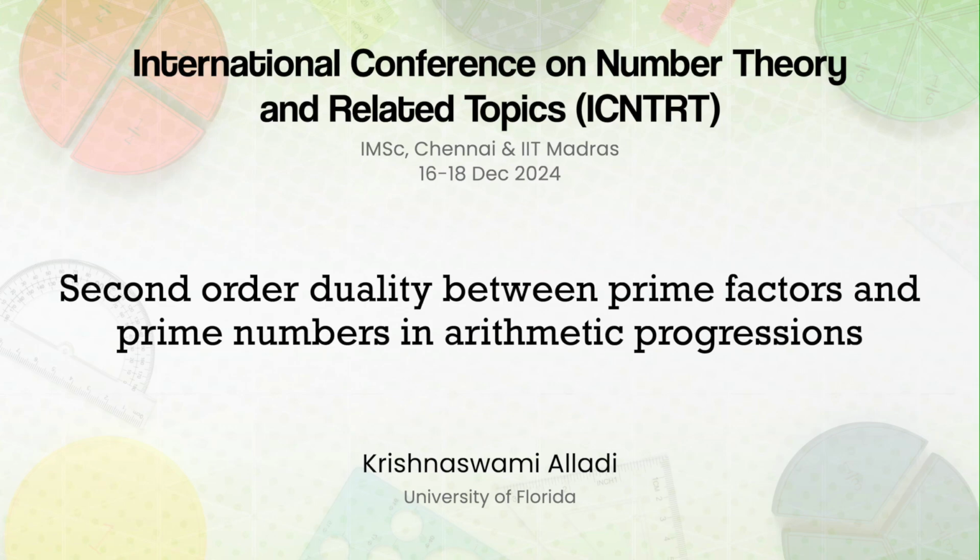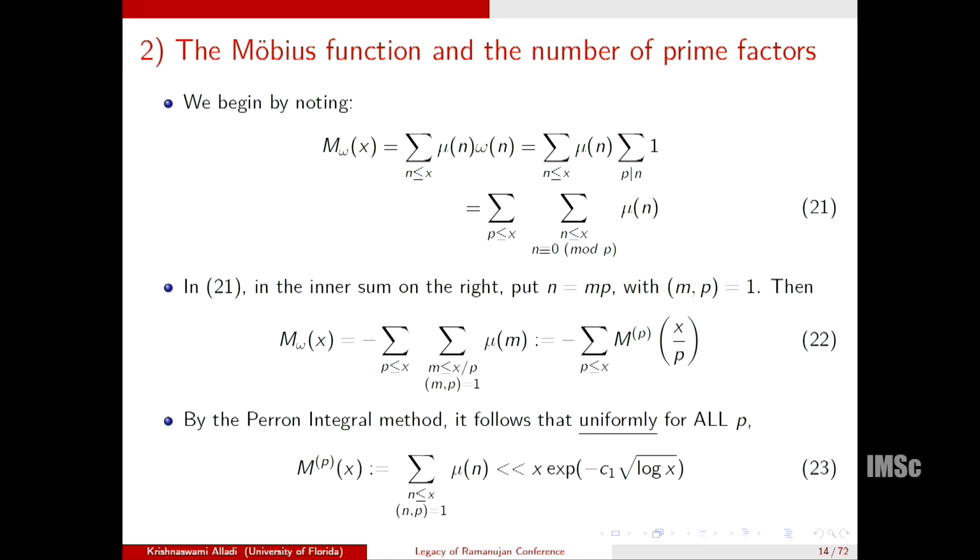All right, so I just want to say exactly how we do this very quickly. What we do is we look at M omega of x, which is this sum that I have. I express this omega n as the sum over the count of the number of prime divisors of n, and I reverse the order of summation. So I get a summation of mu of n over integers which are 0 mod p. You write n as m times p. Because of the Mobius function, your m and p must be relatively prime. So I rewrite it this way, and it leads to the investigation of a sum which I call M_p of x over p, and that is the sum of the Mobius function up to x, where these numbers n will not have a prime factor p, and one can obtain a uniform bound using the Perron integral method that's valid for all p up to x. Okay, so this comes out.